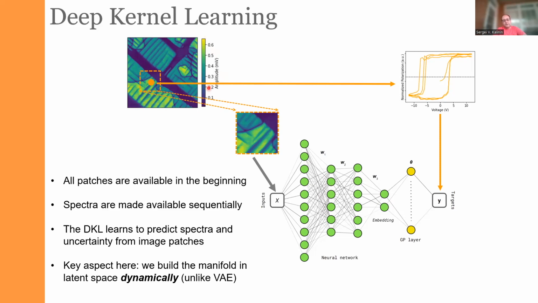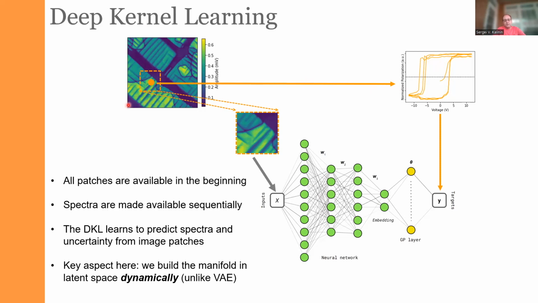So once we have the image, we assume that there is some relationship between the local domain structure and the hysteresis loop, or specifically some parameter of the hysteresis loop. So for example, we can build the relationship between the local domain structure and the area under the hysteresis loop. So this is what we want to discover.